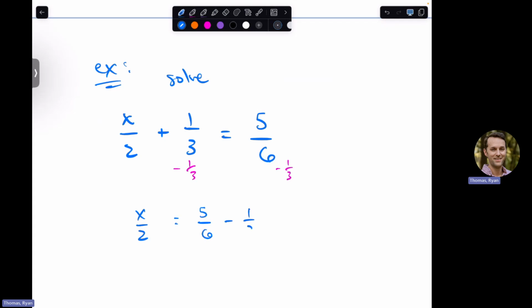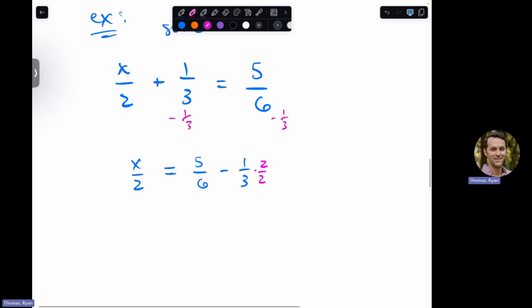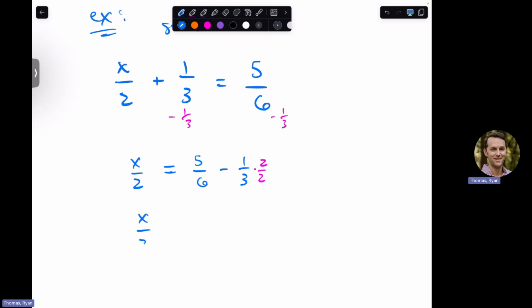5/6 minus 1/3. Now to actually clean this up, what do we need to do? Yeah, get a common denominator. So x/2 is 5/6 minus 2/6. So it's 3/6.